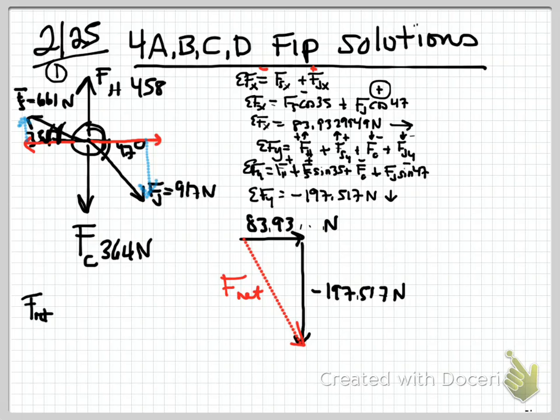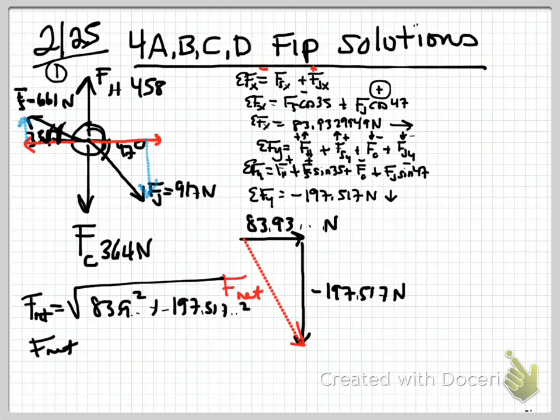So net force is going to be equal to the square root of 83.9, etc., squared plus negative 197.517, etc., squared. We get a net force of 214.6109, etc., newtons. Now we just have to figure out this angle theta. Okay, so when we look back at our sig figs, this one has 2 sig figs, so this ends up as a net force of 210 newtons.